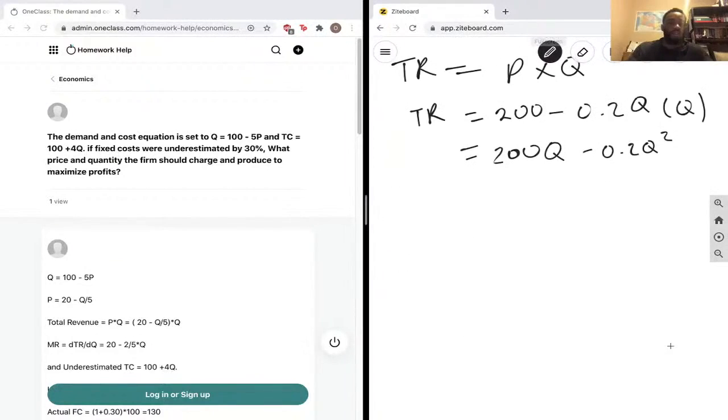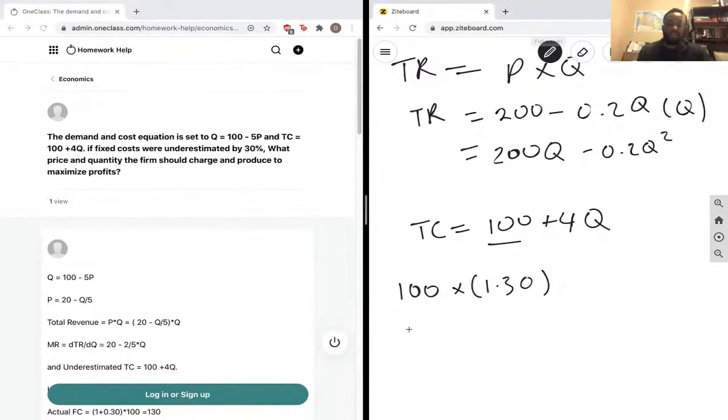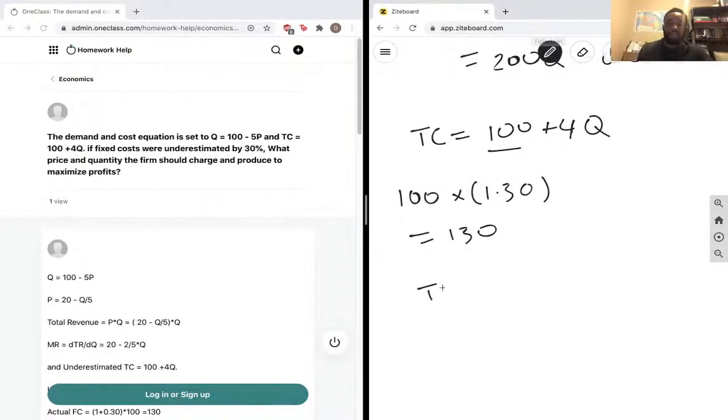Now we know that our question said that fixed costs were underestimated by 30%. So our total cost function initially was 100 plus 4Q. And if fixed costs, which is 100 over here, were underestimated by 30%, actual fixed costs would be 100 multiplied by 1.30, which equals 130. So actual total cost function is TC equals 130 plus 4Q.